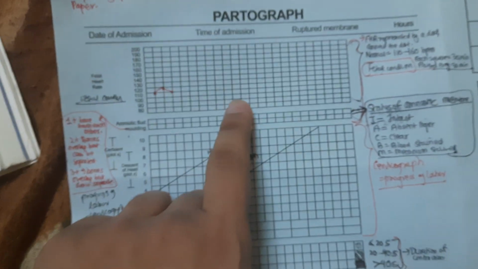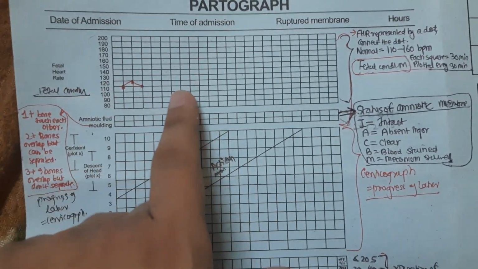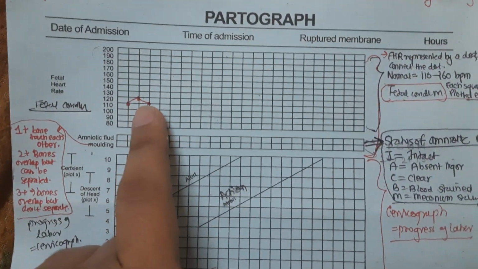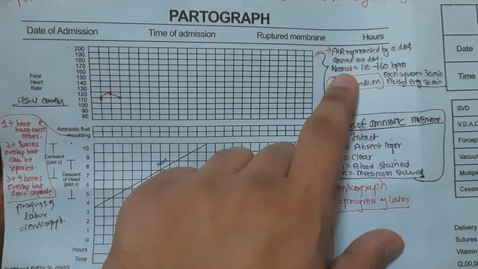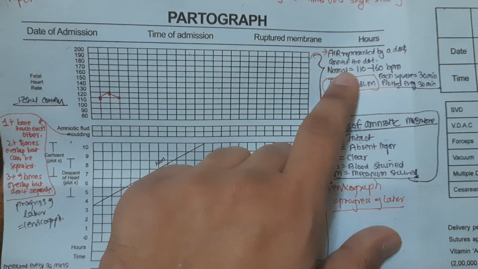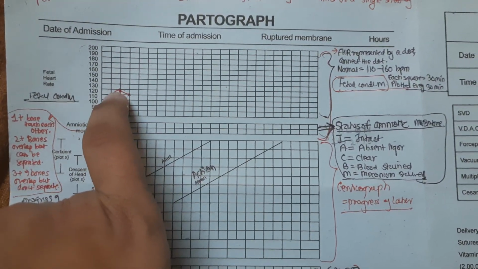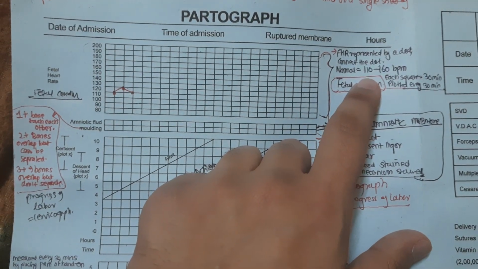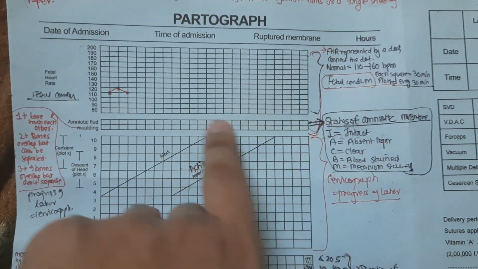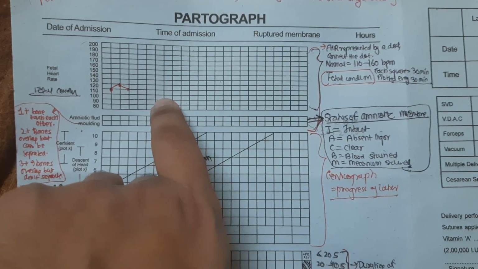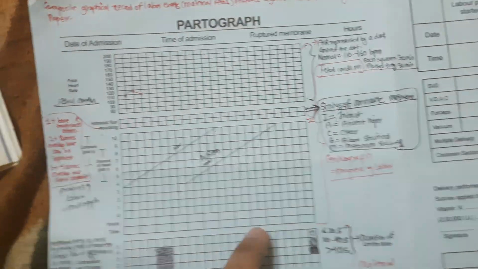Firstly, we have the fetal condition, the fetal heart rate. This table gives the information about the fetal heart rate. It is recorded every 30 minutes and represented by a dot, and we have to connect the dots. The normal heart rate of the fetus is 110 to 160 beats per minute. Each square is equal to 30 minutes, and this is plotted every 30 minutes.